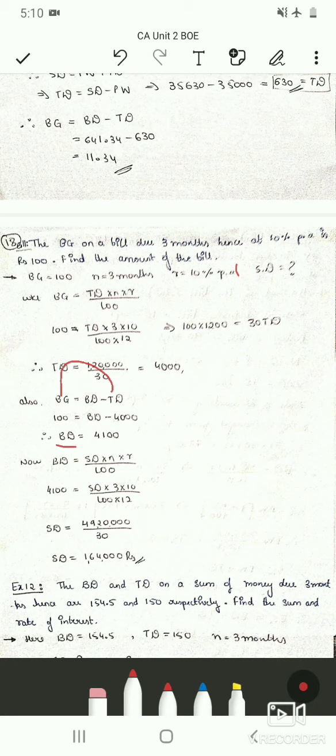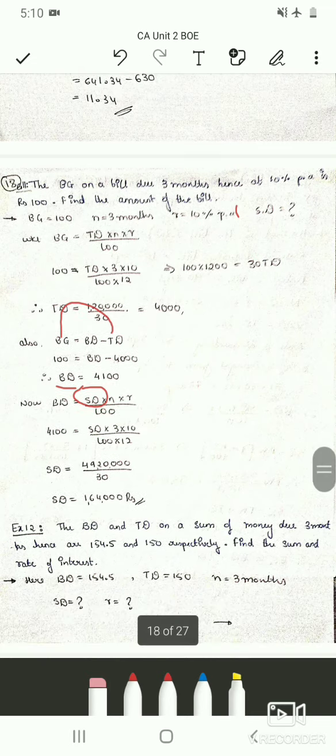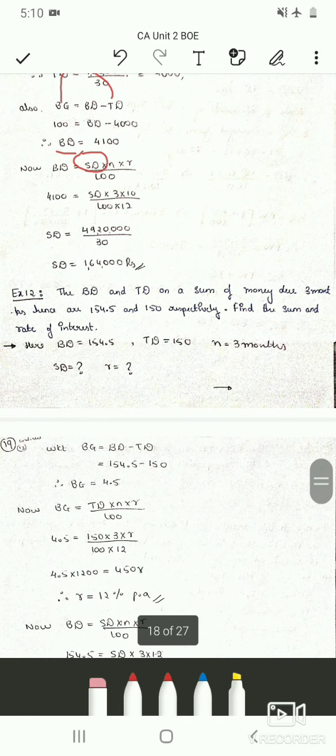Now we got banker's discount. Then from the formula the only unknown term is the sum due, which is our question. So substitute all the terms and simplify for sum due. It is 1,64,000 rupees. So this is the required answer.